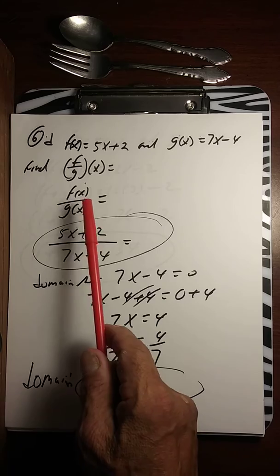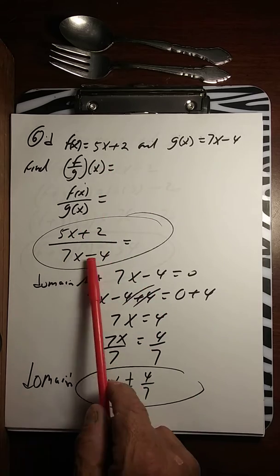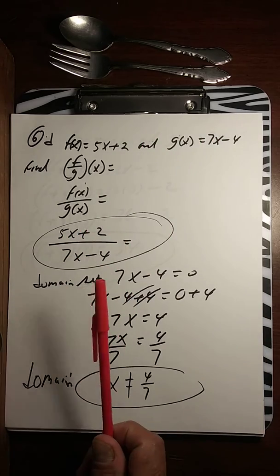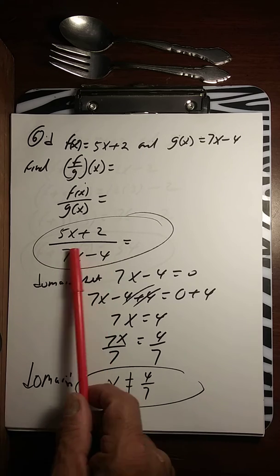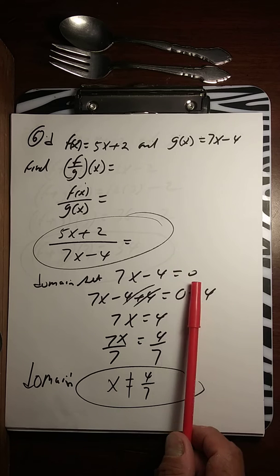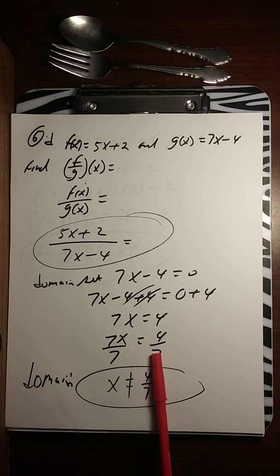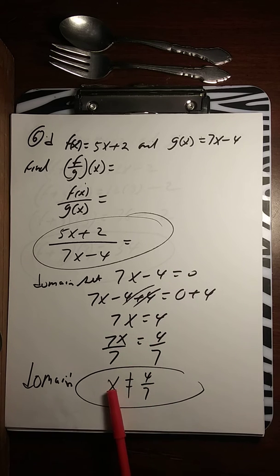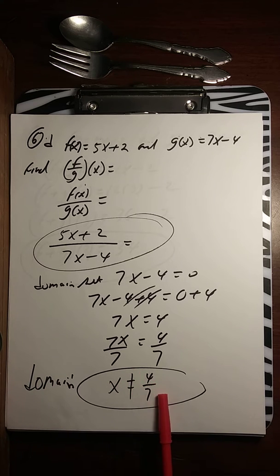F over g of x means 5x plus 2 over 7x minus 4 from there. And the only thing that we need to be concerned about is this bottom part. If the denominator at the bottom is equal to 0, it doesn't work. So for the domain, set it equal to that, add 4, 7x is 4, divide by 7, by 7. So that tells me that x is never going to be 4 sevenths. So the domain is, x is never going to be 4 sevenths.